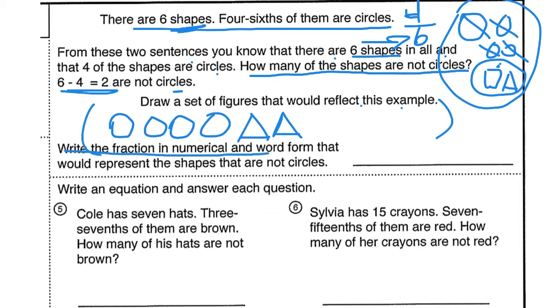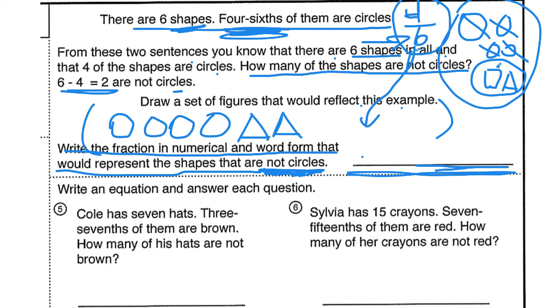Write the fraction in numerical and word form that would represent the shapes that are not circles. Okay, so right here, this is a little tricky to know what to do. You are going to write the fraction that looks like this, but it's not 4/6. That's not the right answer because we're talking about the not circles. You're going to write that fraction here, and then you're going to write it in word form, which means it's going to look like this. And then over here, you're going to write words that describe that fraction. That's a big mess. Pause the video and try it yourself and then turn it back on for the solution.